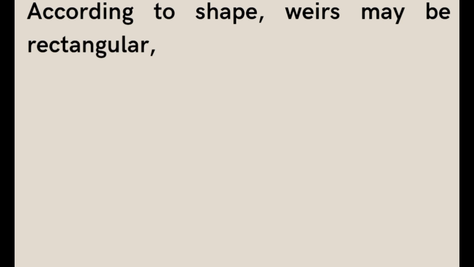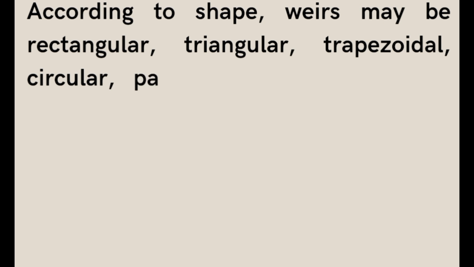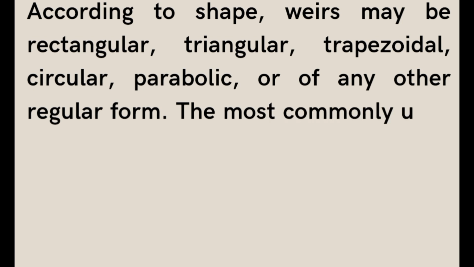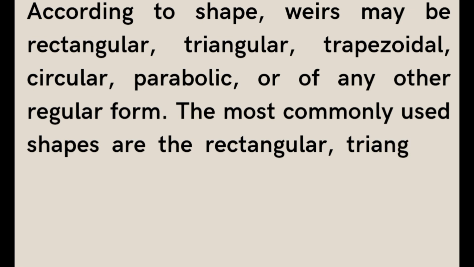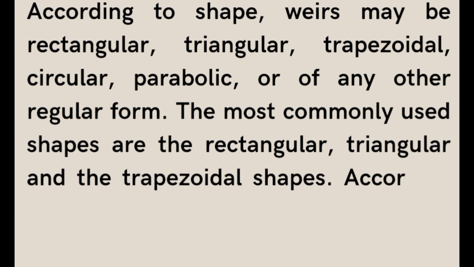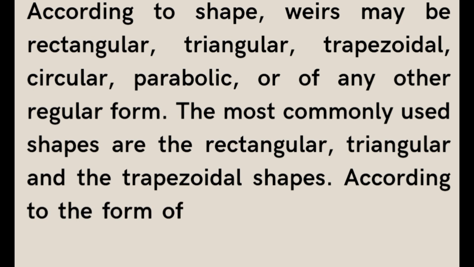Here's some classification of weirs. According to shape, weirs may be rectangular, triangular, trapezoidal, circular, parabolic, or of any other regular form. The most commonly used shapes are the rectangular, triangular, and the trapezoidal shapes. According to the form of the crest, weirs may be sharp-crested or broad-crested.